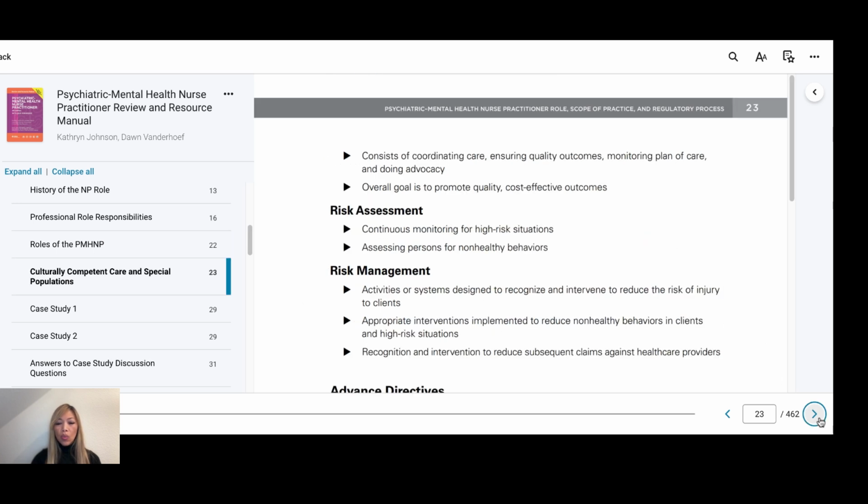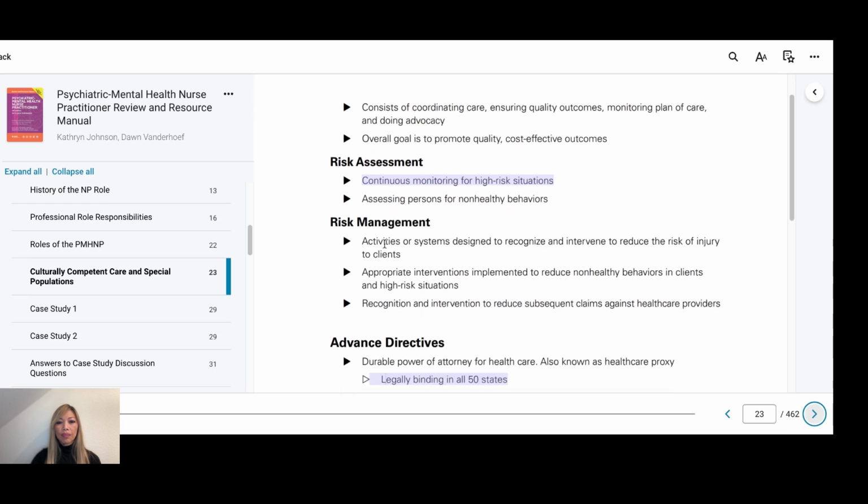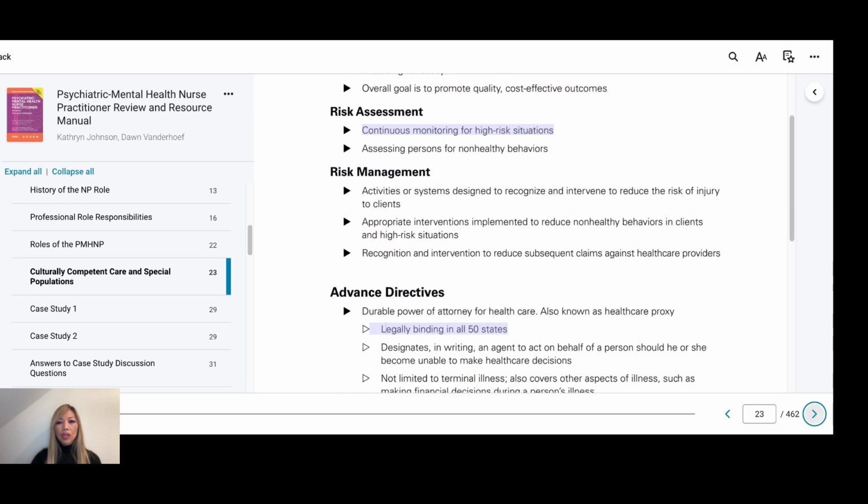Know what that means. What is case managing? Here are the bullet points. Know the risk assessment for sure. Like, what do you do for a high risk patient who already attempted suicide? What do you tell your staff? You can do some continuous monitoring for a high risk situation. Risk management, as far as ethics, there are a lot of ethical questions, especially for the ANCC. They have an ethics domain there. I would definitely know this.